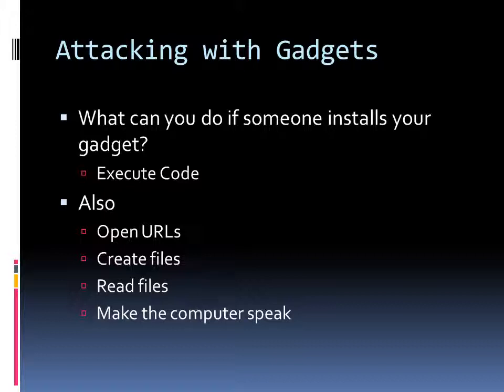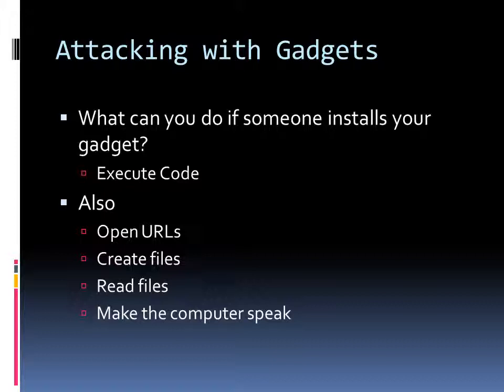Assuming that you can get someone to download and install your gadget, what does this mean? What can you do if someone installs your gadget? Well, you can't do much, but you can execute code. And that is really all that matters when trying to compromise a system. Once this happens, it's game over. You've owned the system. Other things that you can do, you can open URLs, you can create files, and you can read files. You can also make the computer speak, which can be useful in a proof of concept presentation.